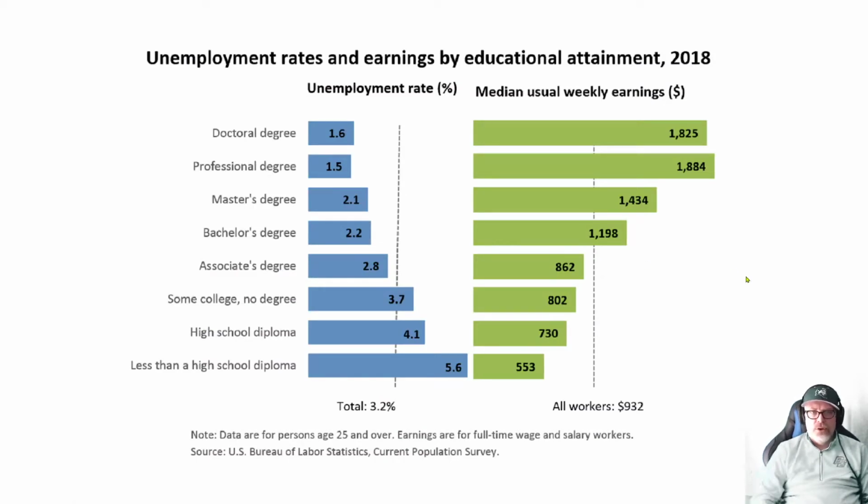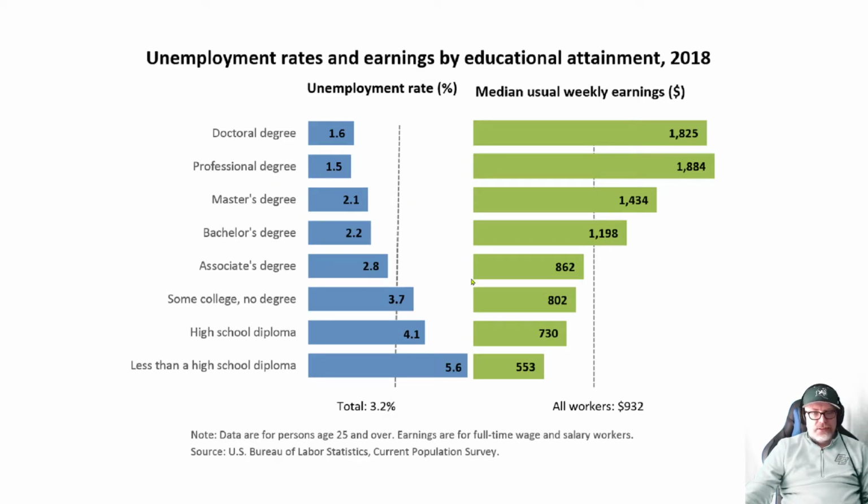So if we look at unemployment rates and earnings, it's an inverse relationship. So people who have a doctoral degree earn a great amount of money. They don't earn as much as professionals, and there's actually a reason for that. Professionals are like lawyers and doctors. Doctoral degree holders are generally professors, and professors usually do earn less money than if they were in the private sector. But there you have it.